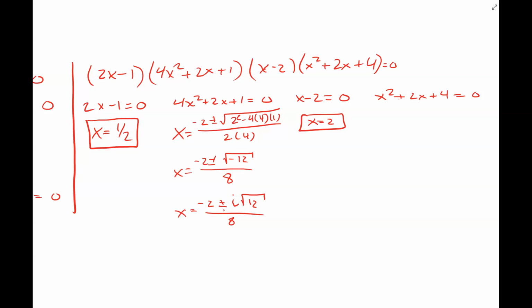What we can do is we can simplify the square root of 12. Remember that 12 is 4 times 3, right? Everybody remember that? Just a basic times table fact. So the square root of 12 is equal to the square root of 4 times the square root of 3. And the square root of 4 is just 2. So I can rewrite the numerator as 2i square root 3 all over 8.